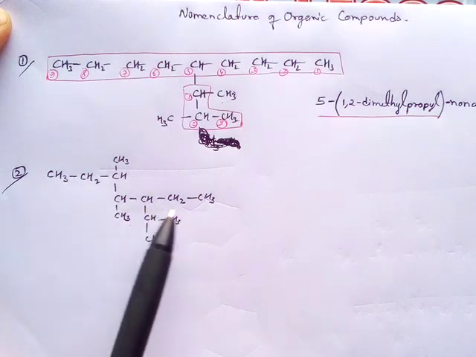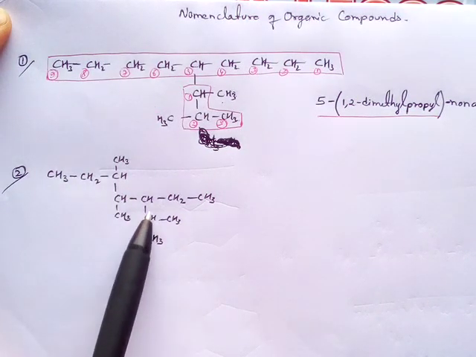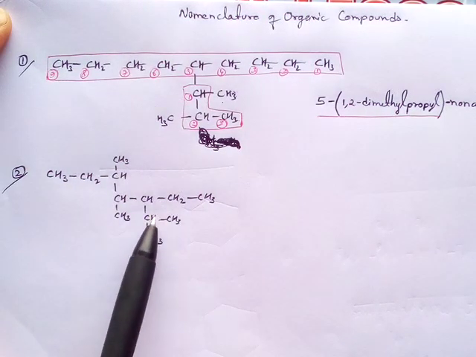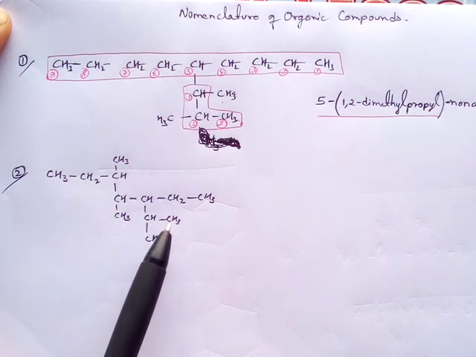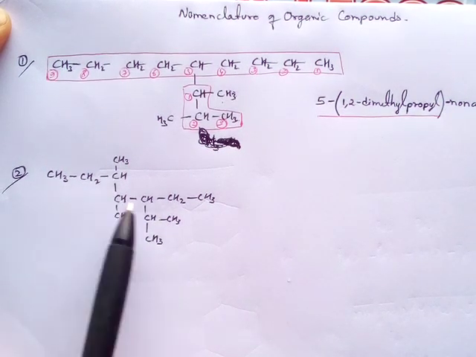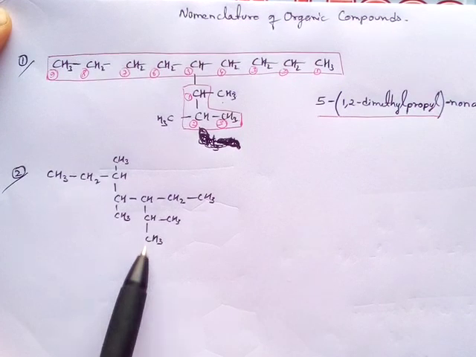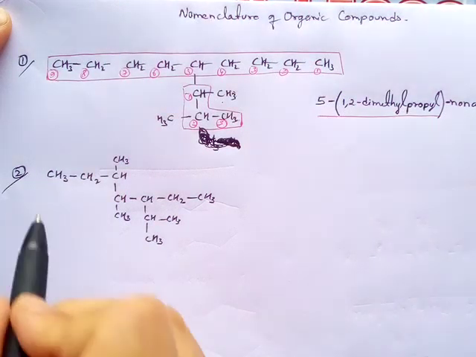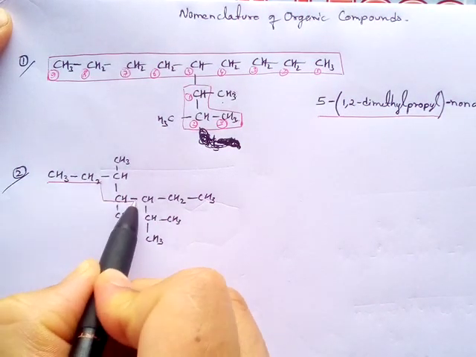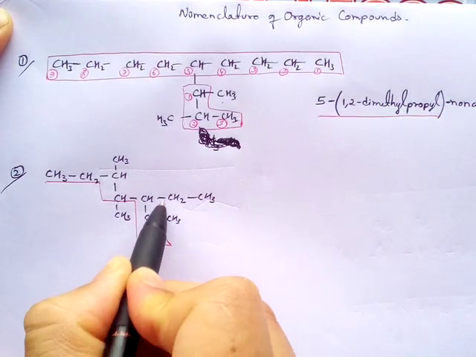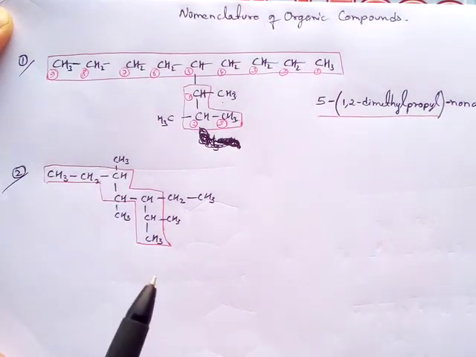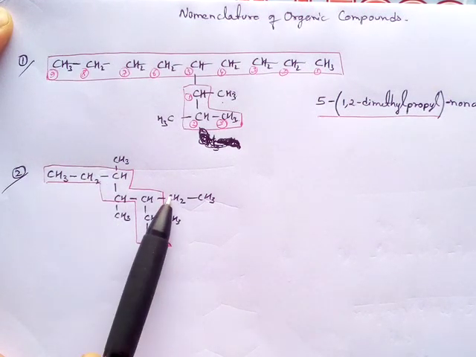But if I go this way, 1, 2, 3, 4, 5, 6, 7, then how many branches do I get? 1, 2, here is 3, and here is 4. So 4 branches. Both chains are 7 carbons, equal length, so the rule says that the chain which has the maximum number of branching will be your parent chain. So you have to choose this as the parent chain, because in this chain you have the maximum number of branching, that is 4. 1, 2, 3, 4, right?